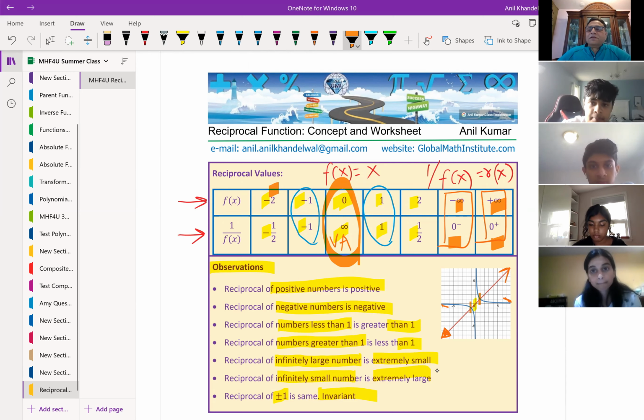I have a question. Yes, please. The last one, the negative infinity becomes 0, and then there's a minus sign. Can you explain that, the last two? I don't really understand this. Good question.